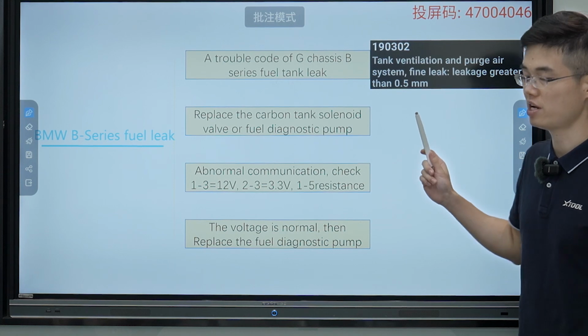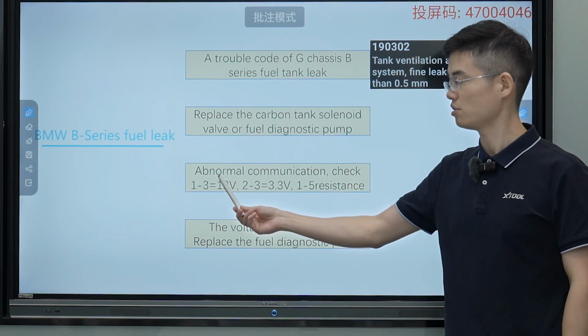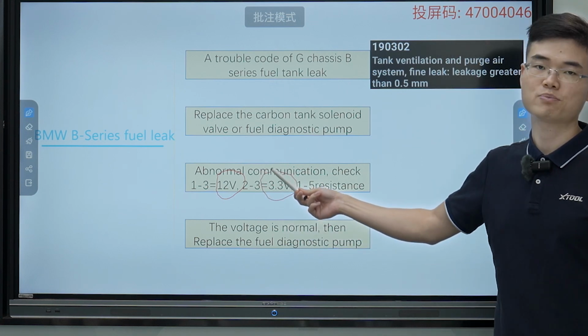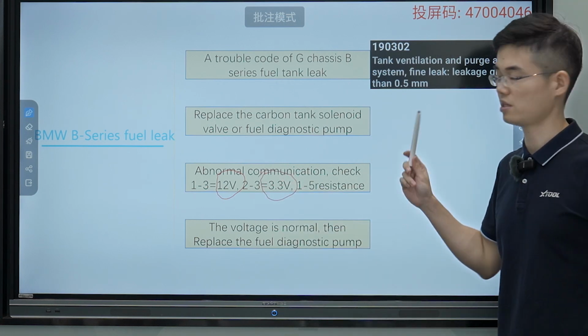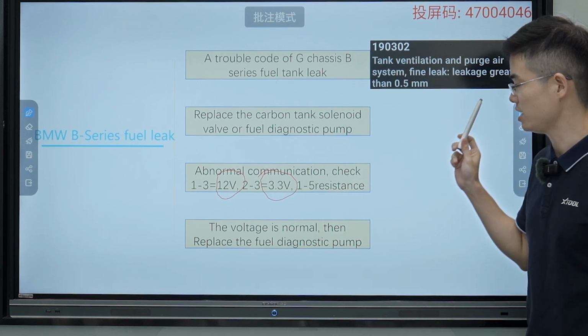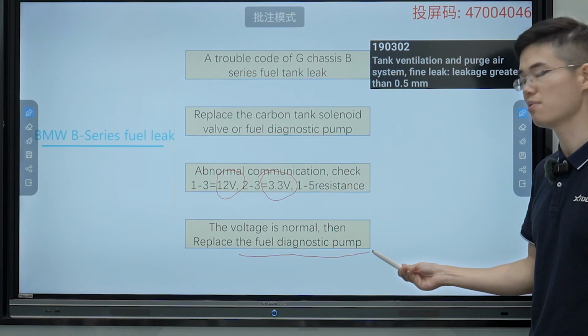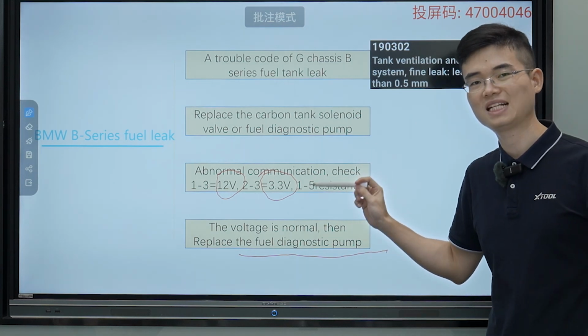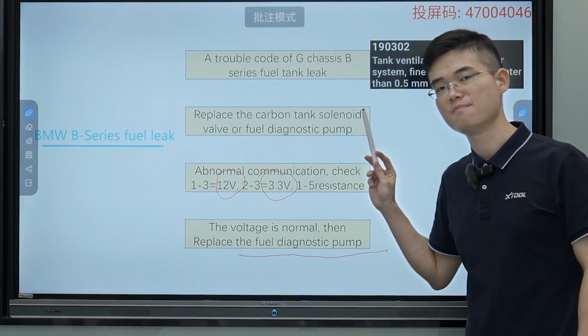Only after we have checked that the power supply voltage is around 12 volts, the computer signal voltage is around 3.3 volts, and the solenoid resistance is several kilo ohms, can we replace the fuel diagnostic pump? Otherwise, there is something wrong with the fuel pump leakage diagnosis module.